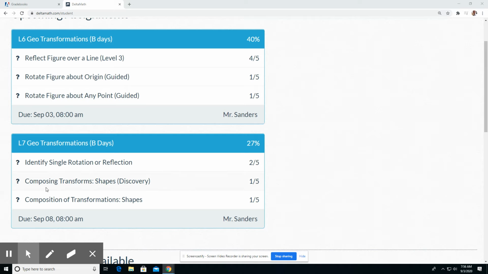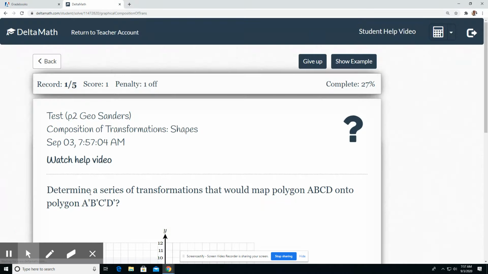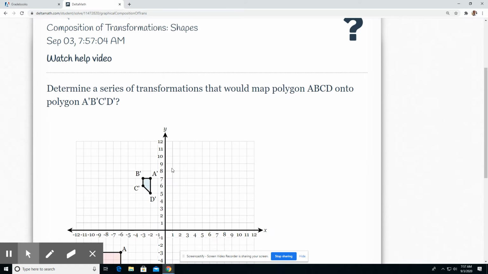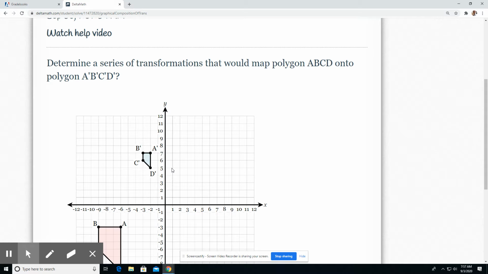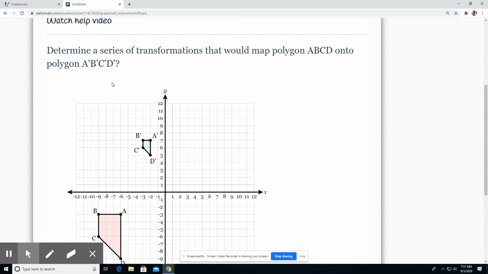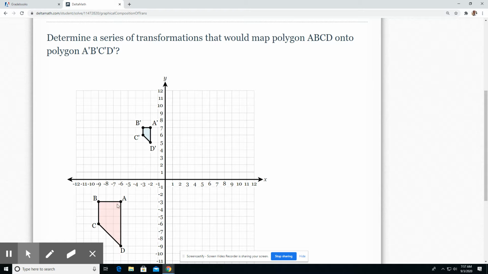Our last problem set here is a composition of transformations of shapes. So once again, it is at least two movements since it's composing of the transformation. So two movements here, and we're dealing with shapes. So determine the series of transformations that would map the polygon ABC onto polygon A prime, B prime, C prime, D prime.